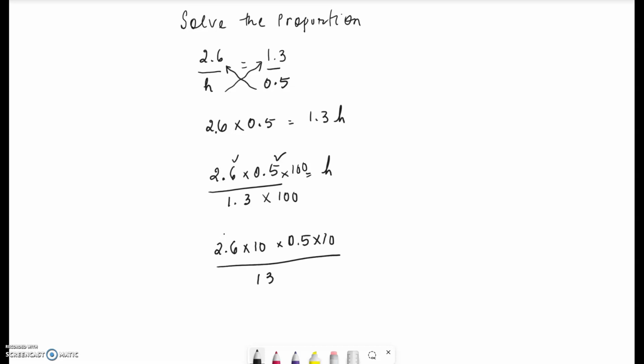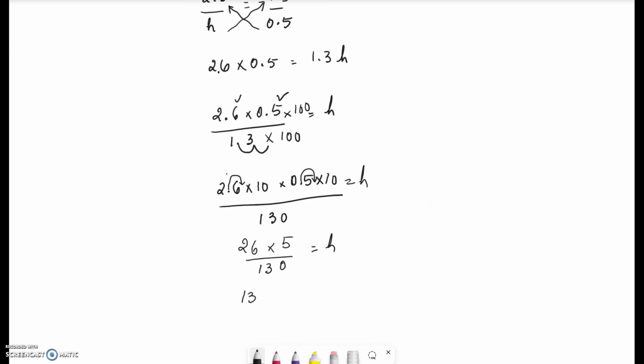And this is 130, because when you multiply 1.3 by 100, it moves the decimal point by 2 place values to the right. And this is equal to h, and this is 26. Multiplying by a 10 moves the decimal point by 1 place value. So we have 26 times 5 divided by 130 equals h.